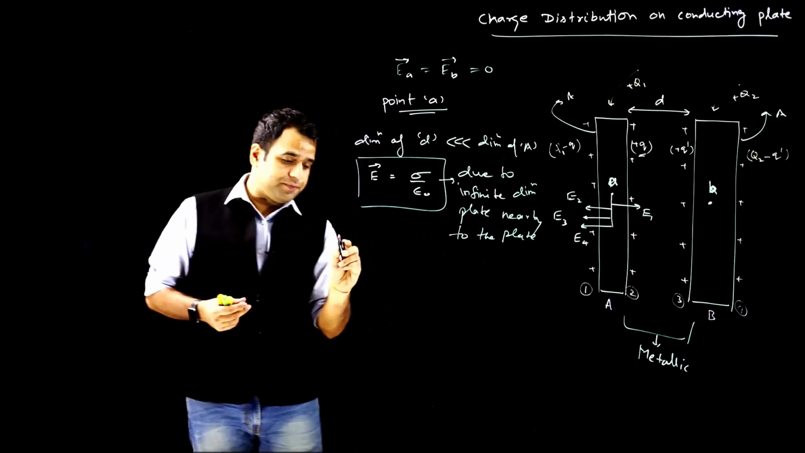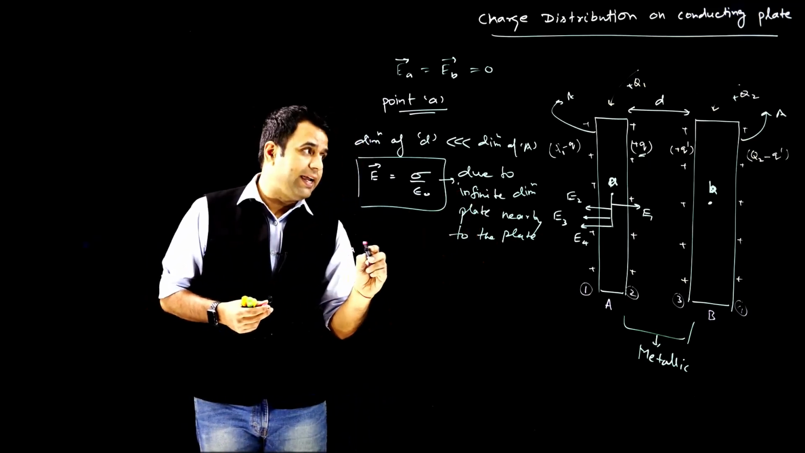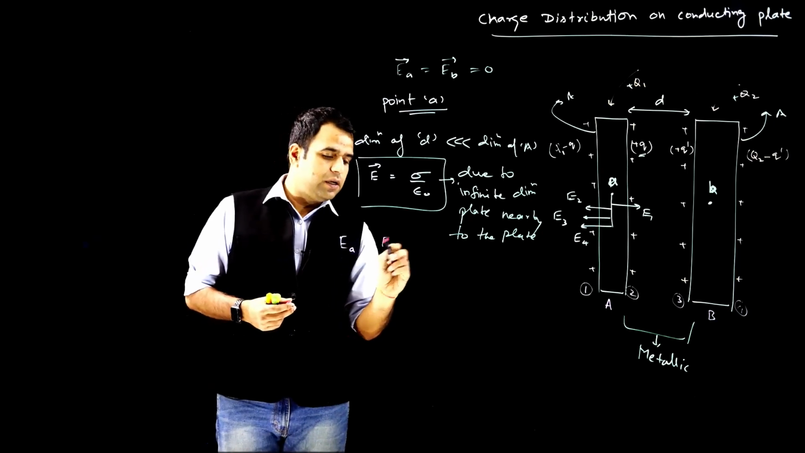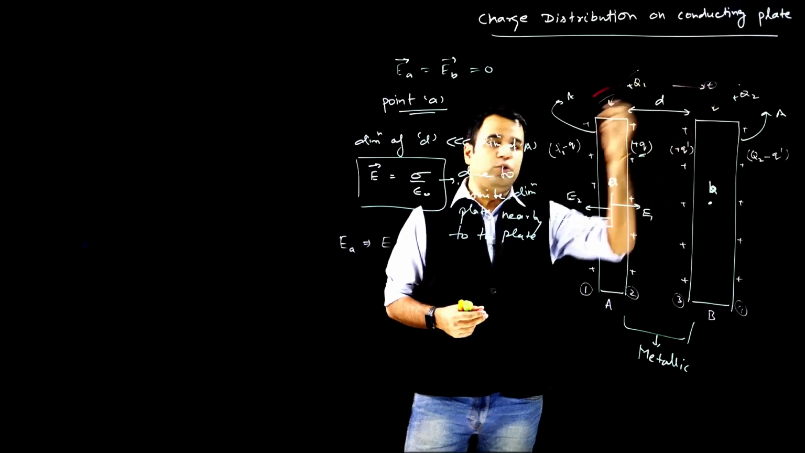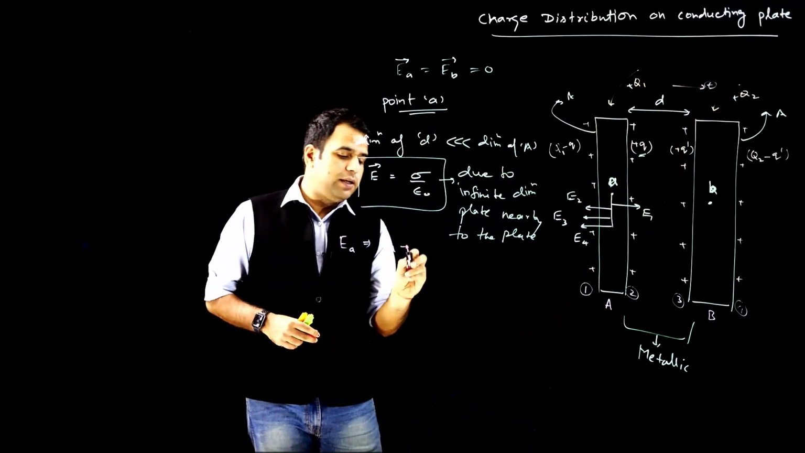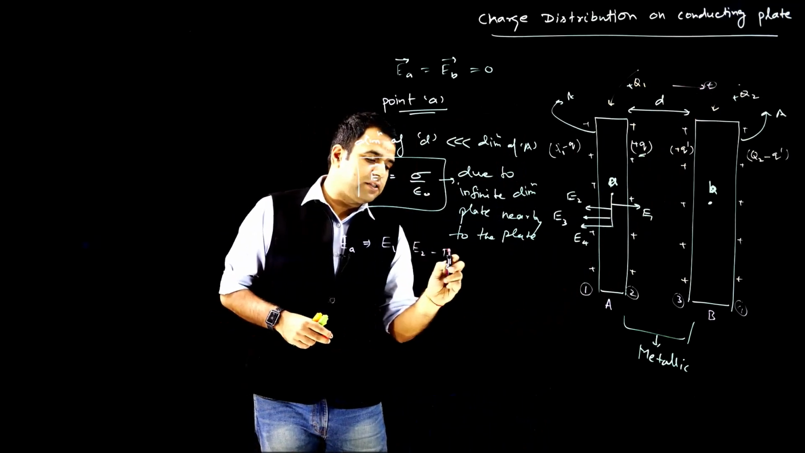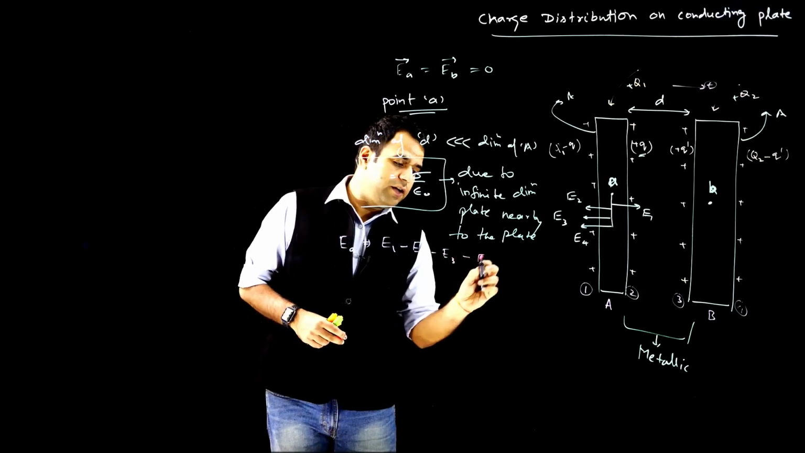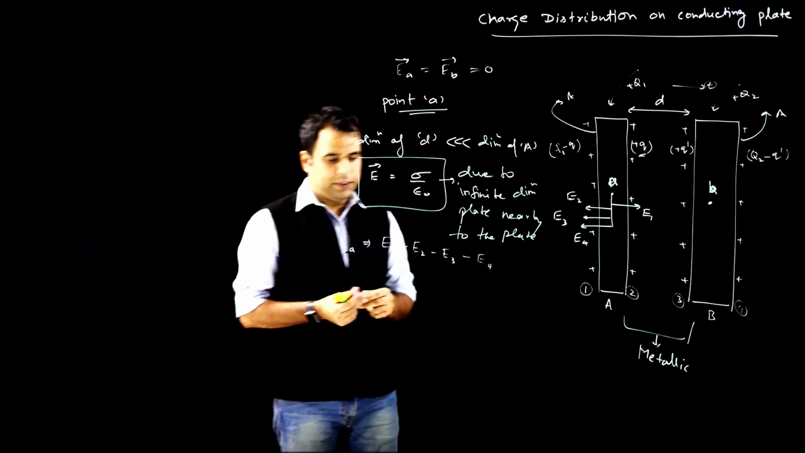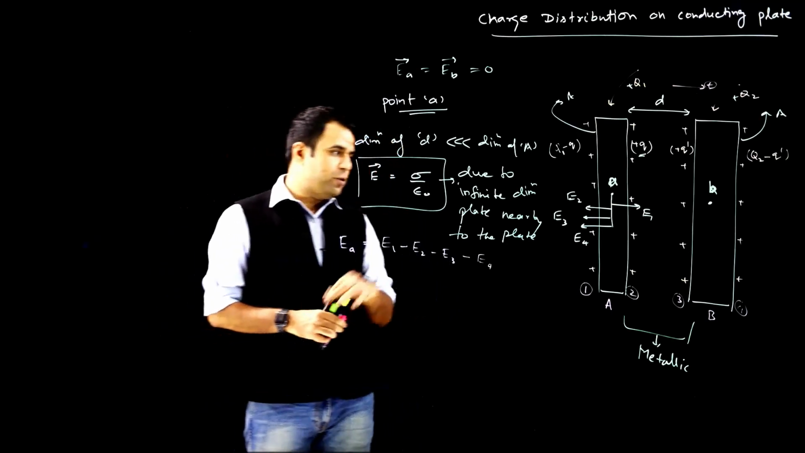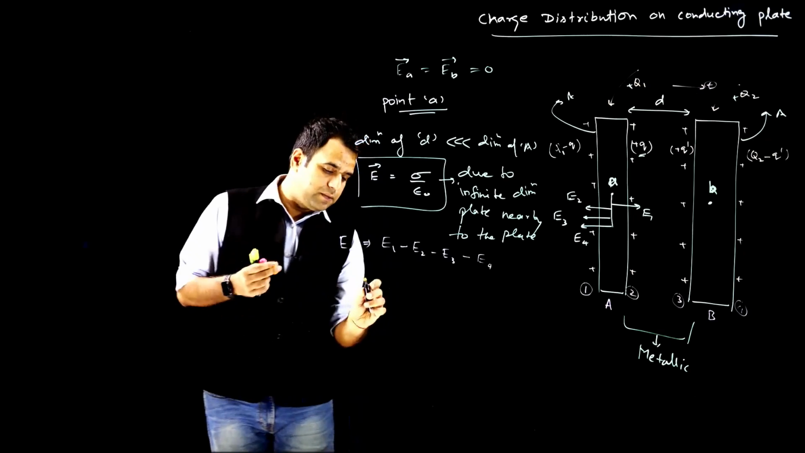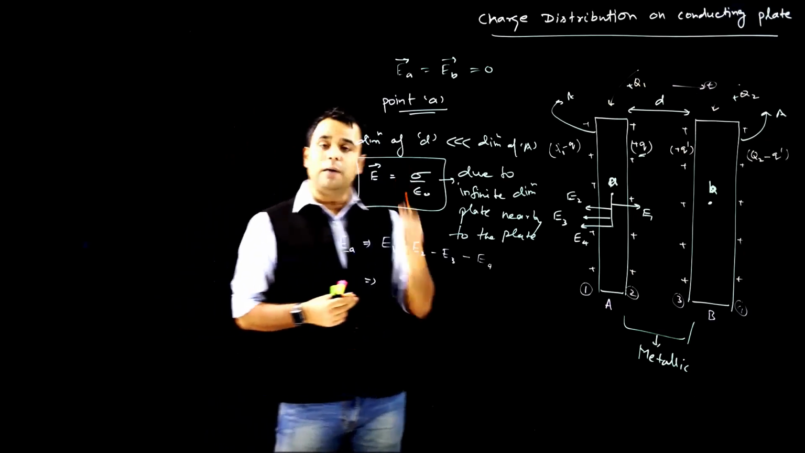Basically, the electric field at point A will be E1. The right hand side direction I am taking positive, and the opposite I will take negative. So E1 minus E2 minus E3 and minus E4. Let's put the values of these. The value of E1 will be equal to sigma upon epsilon naught.